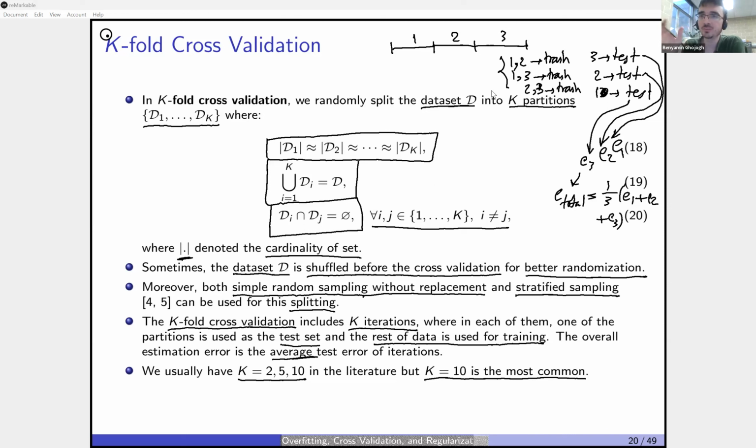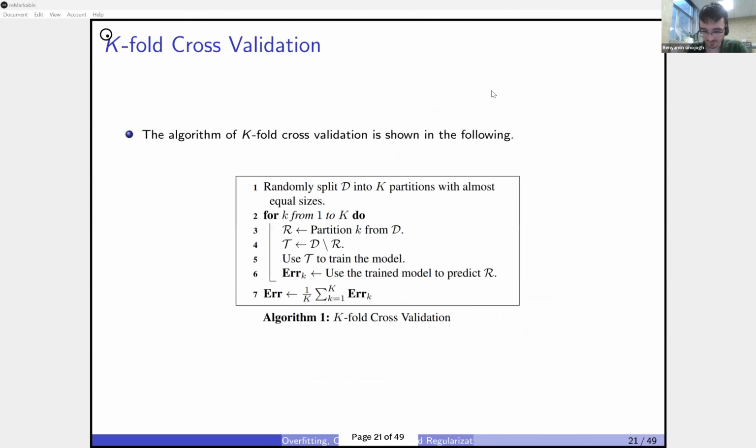However, when the data is small, they might choose a smaller number for k in cross-validation. That's one thing. But usually when the data is small, people use leave-one-out cross-validation, which we will introduce in a few slides. Okay. So the algorithm for k-fold cross-validation is this.